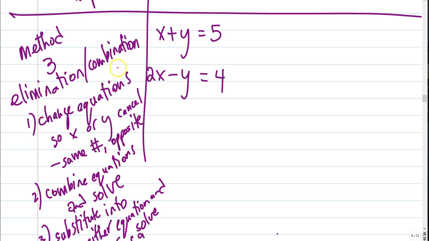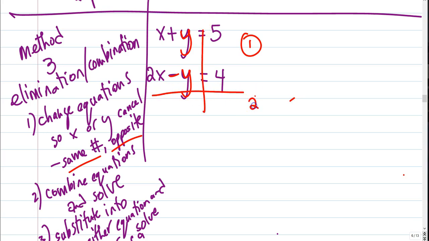To do elimination or combinations, we have to change the equations. So we are going to multiply so that either the x or the y cancel. They have to be the same number but opposite. We already have that. We have a y and a negative y. So technically, step 1 is done for us. That's not going to happen too often, so don't get too excited. Step 2, since I have a variable that cancels, that is the same number but opposite, a positive 1 and a negative 1, we can add these.